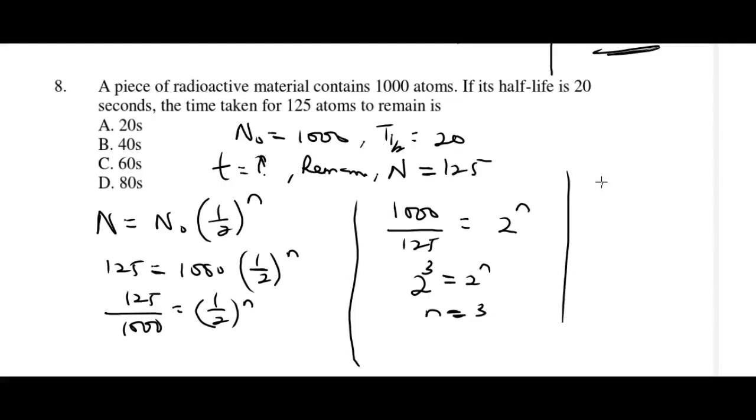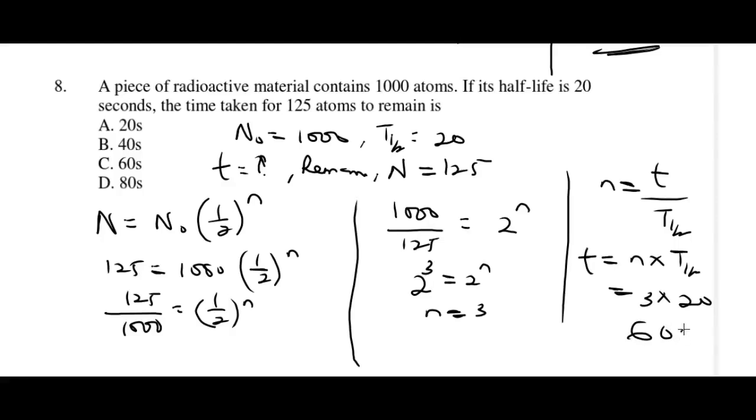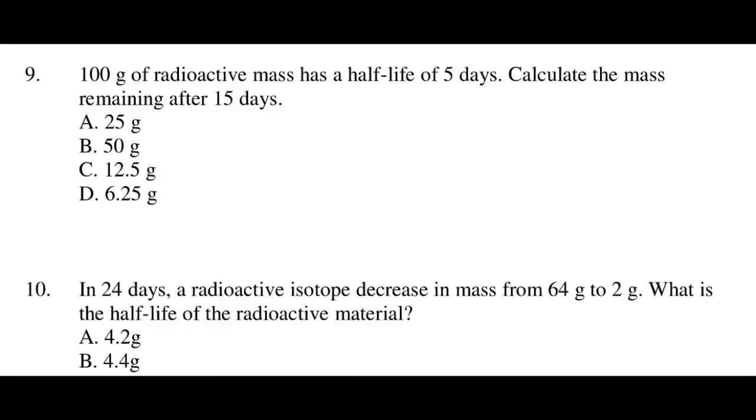And if n equals 3, don't forget that n equals t over t half. So the t they require us to find will now be n times half-life. Our n is 3, and the half-life given in the question is 20. 3 times 20, that is 60 seconds. That makes option C.